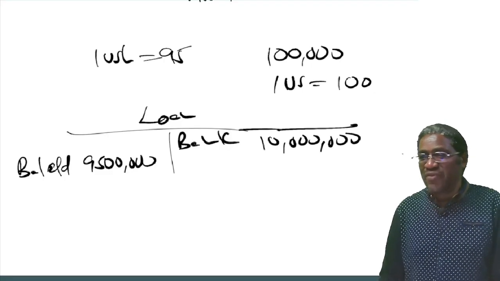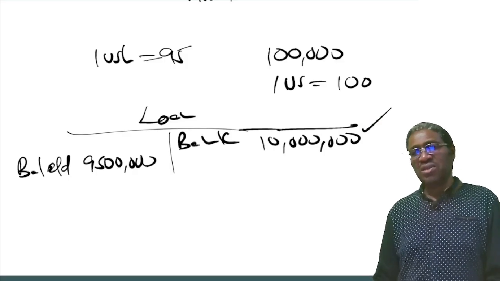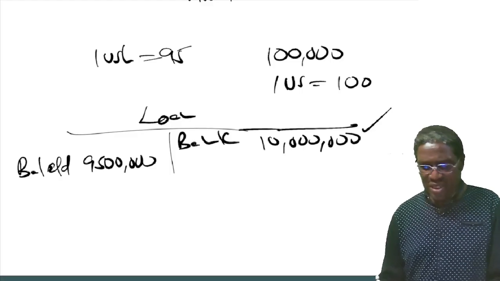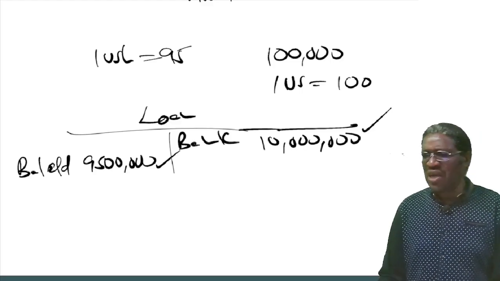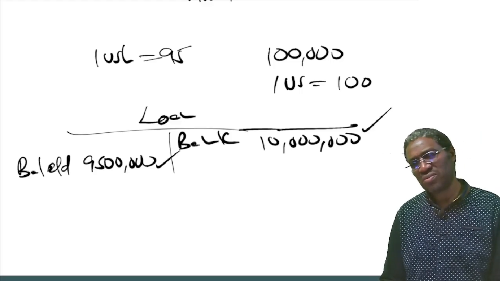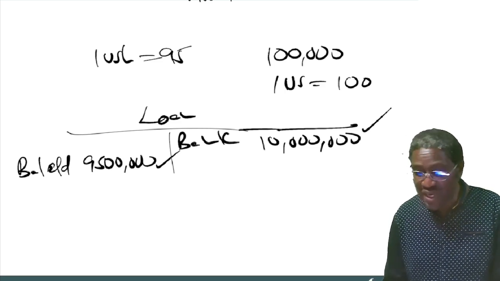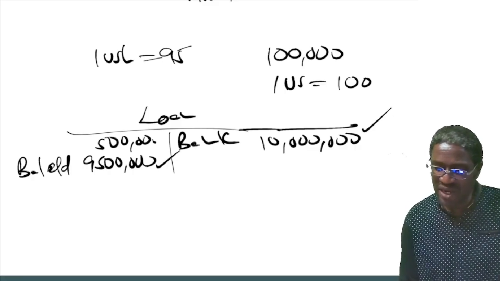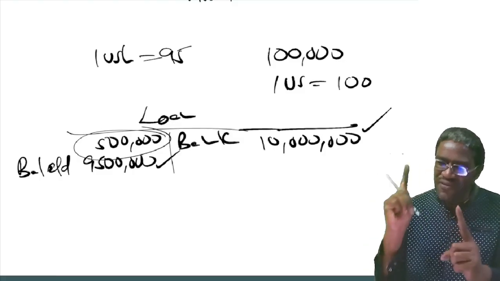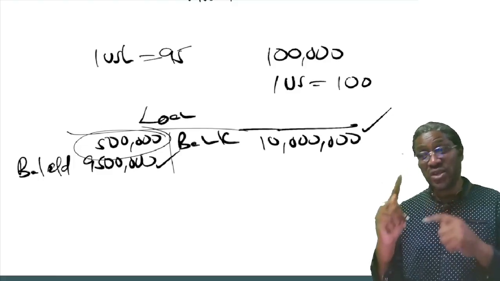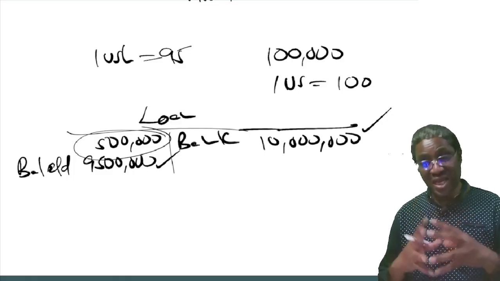Now listen. If you look at this account, your loan at the beginning of the year was 10 million Kenya shillings. But now it's like you're carrying down 9.5. It looks like you have repaid your loan. But have you repaid your loan? The answer is no. But the loan has gone down. So it looks like you have repaid your loan by 500,000, but you have not repaid. That 500,000 came because of the fluctuations in the exchange rate. That to you is a gain.